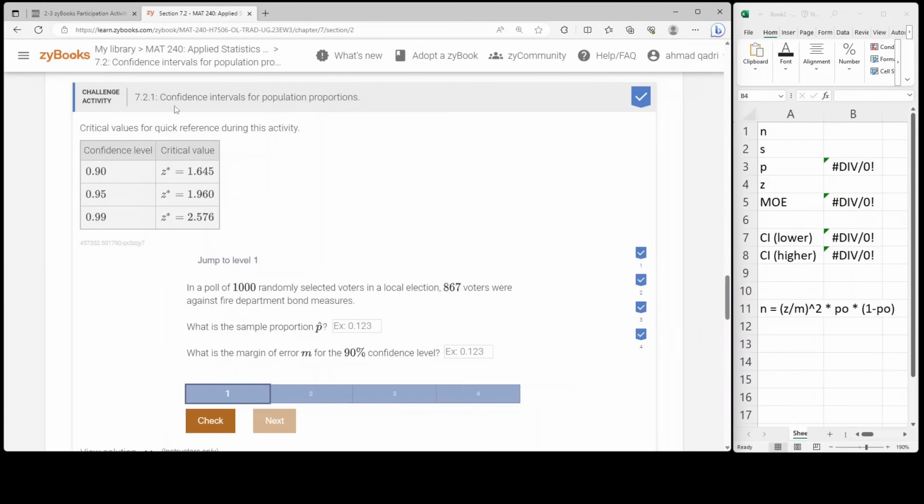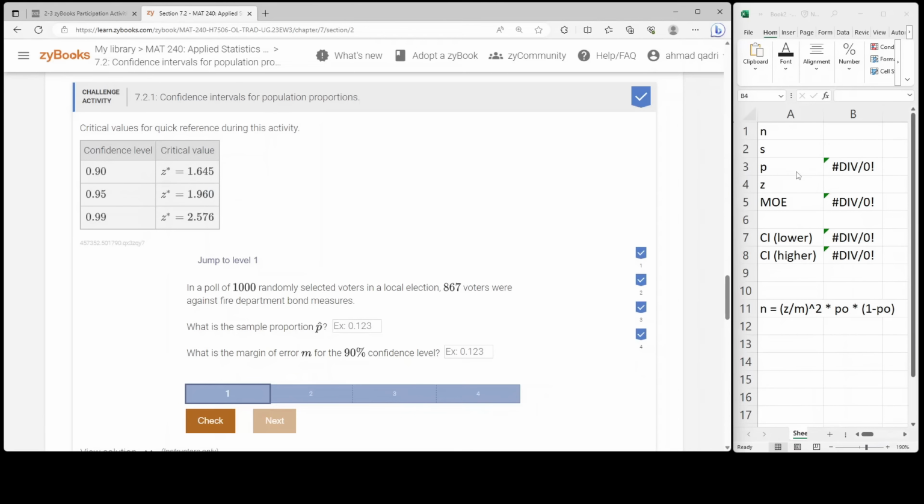This is challenge activity 7.2.1, and this is about confidence intervals for population proportions. We've been given this table of confidence level and the corresponding z value, so we will be using these in these questions. The first question: we have a poll of 1,000 randomly selected voters in a local election. 867 were against fire department bond measures. The first question is what is the sample proportion, and the second question is what is the margin of error. The confidence level to use is 90%.